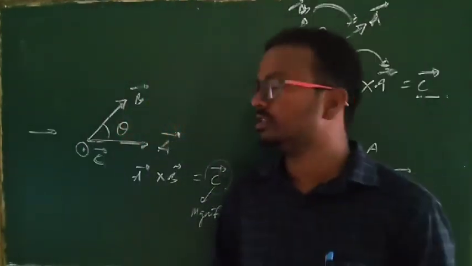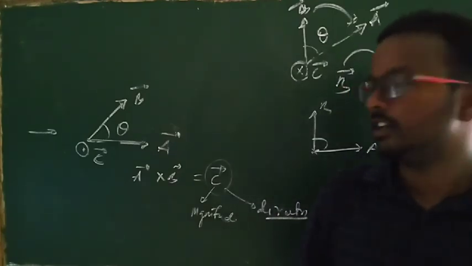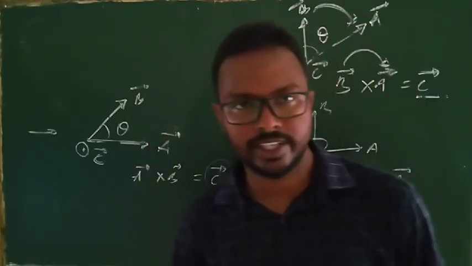This is all about finding the direction of magnetic field, or the direction of the cross product of two vectors. Clear?